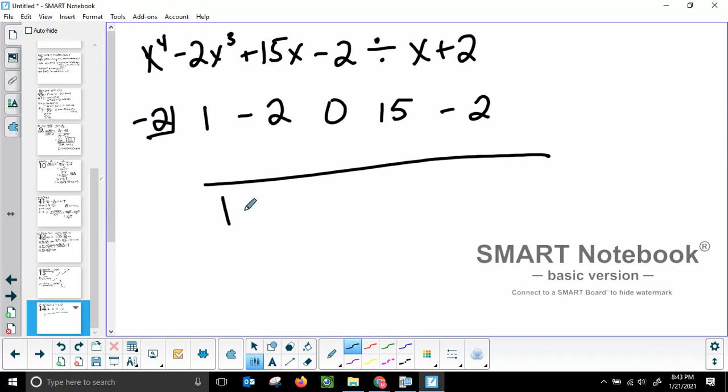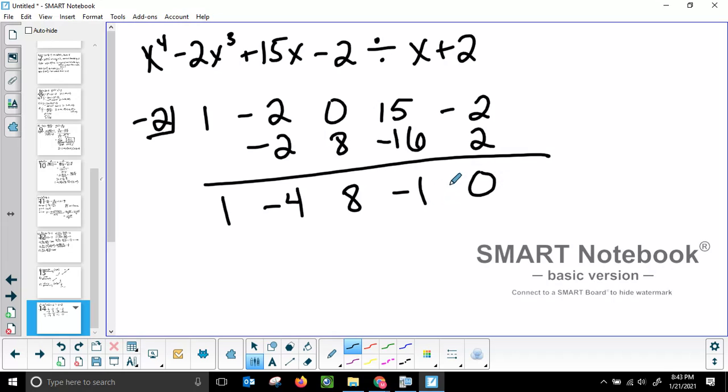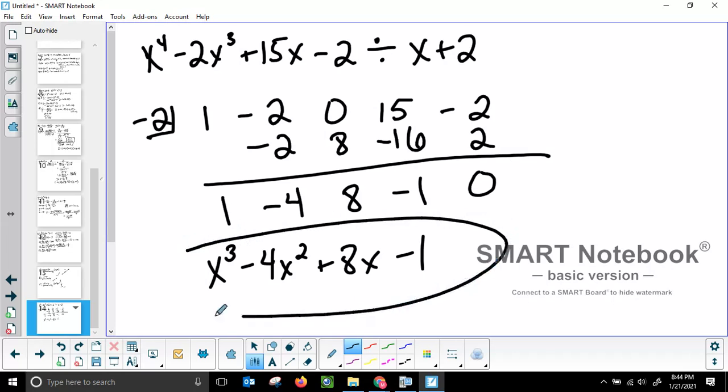Then we bring this down, we multiply, we add, we multiply, we add, we multiply, we add, we multiply, we add. Okay, so that worked out very nicely. There is no remainder. All right, so our quotient would be x cubed minus 4x squared plus 8x minus 1. And there is no remainder, so we don't have to worry about that. All right. Next problem.